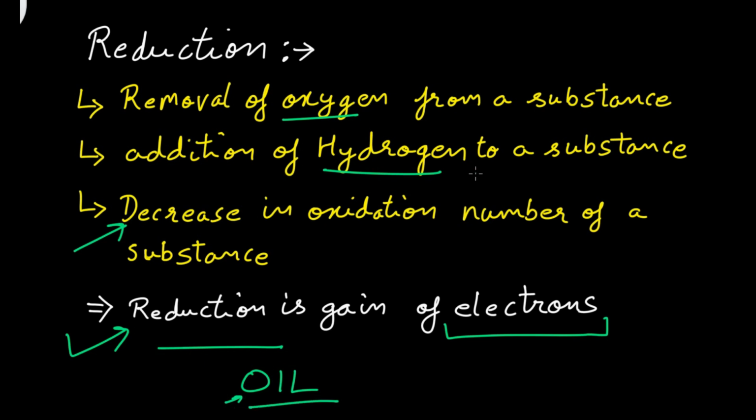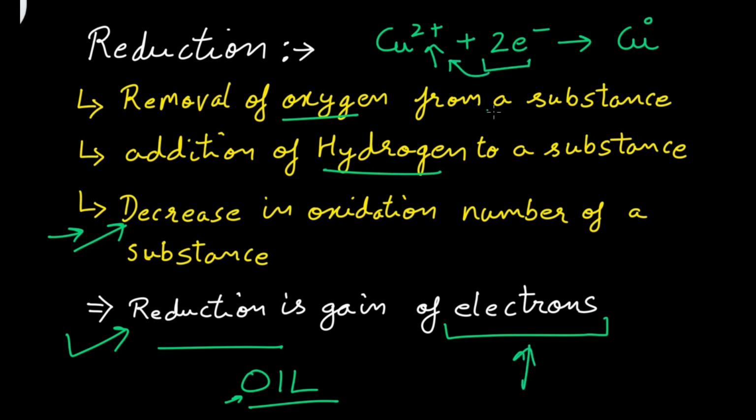Let's take the example. Cu2+ plus 2 electrons will give copper. Now the oxidation state here is plus 2. Here the oxidation state is 0. Right? So the third definition will work in this place. Oxidation state is decreasing from plus 2 to 0. Now we will talk about electrons. In this case, 2 electrons are being added, right? Or copper is gaining 2 electrons. So it is undergoing reduction.